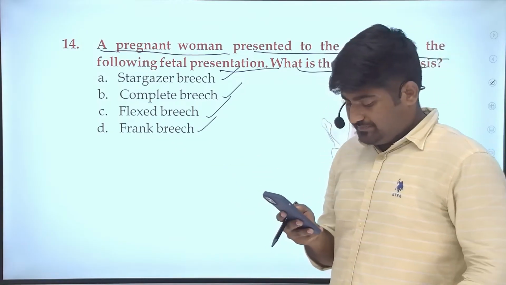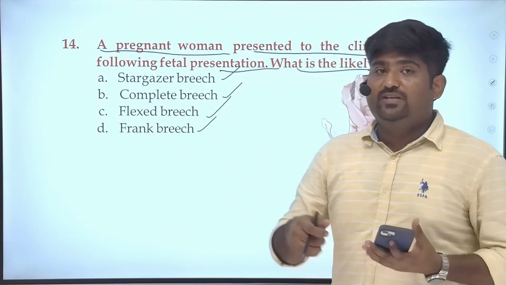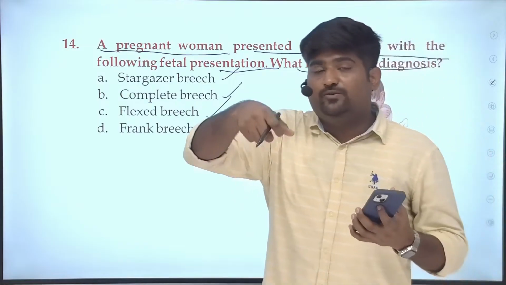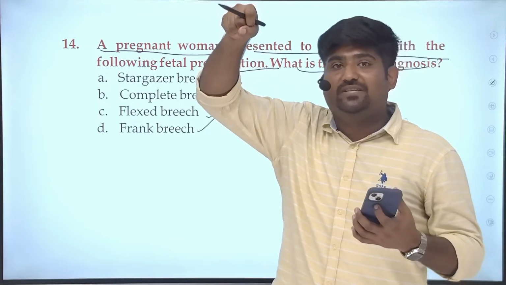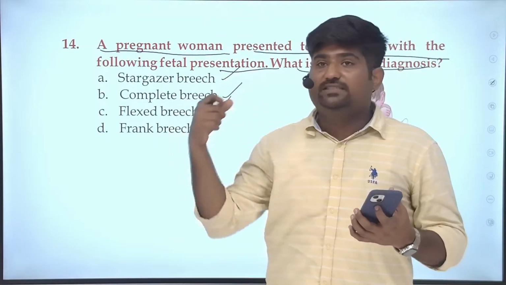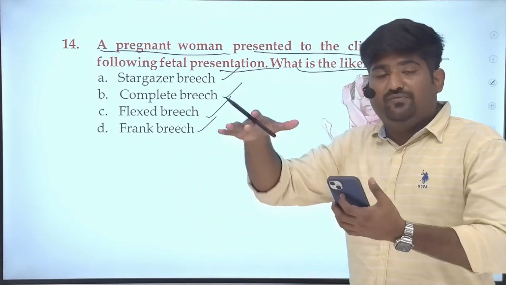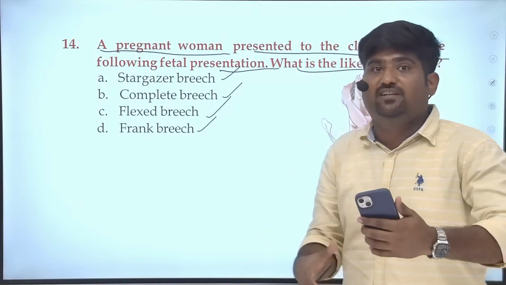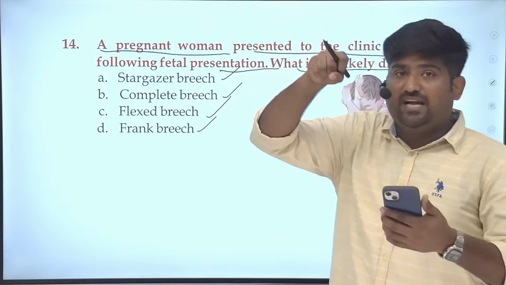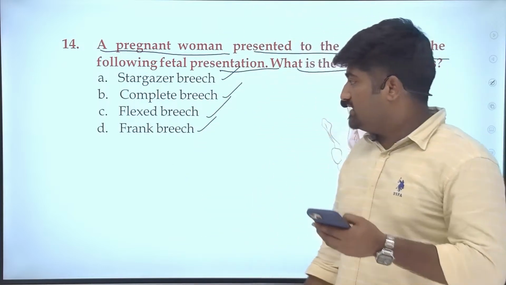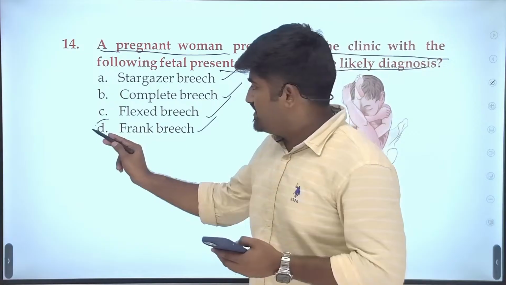In Burns Marshall's maneuver, we use only hyperextension of the fetal head against gravity to deliver the fetal head. In this, first we give fundal pressure downwards, against the fundal pressure we then hyperextend the fetal head and deliver it over the fetal limbs. Okay, yes, it is frank breech.